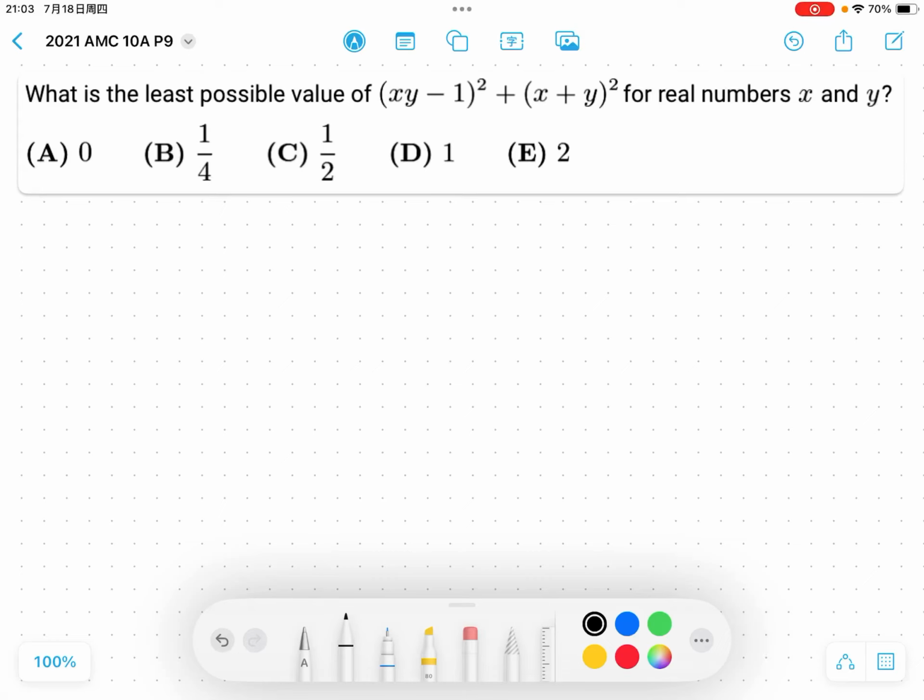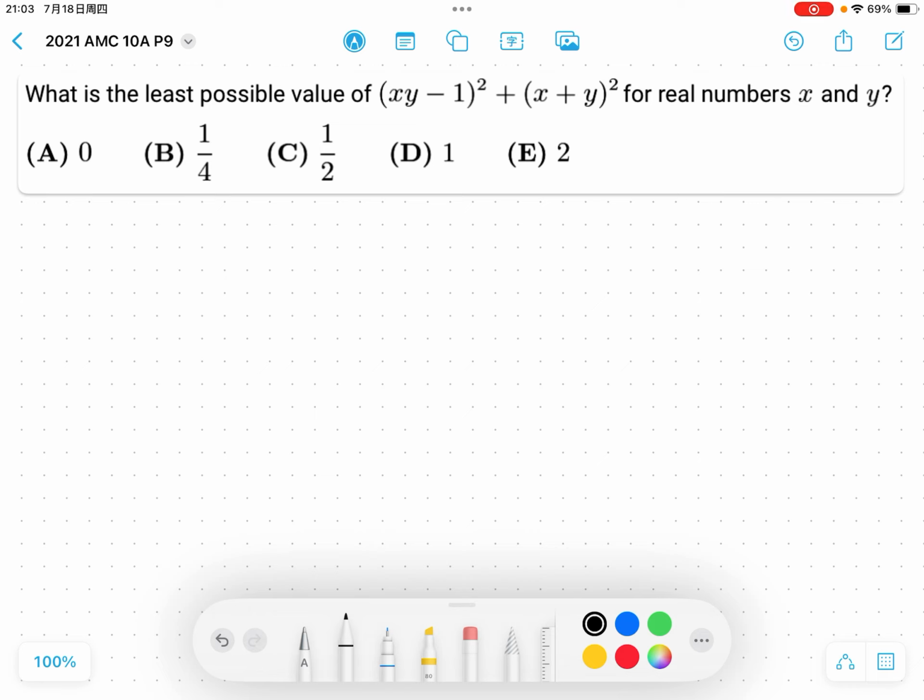This is 2021 AMC 10A problem 9. What is the least possible value of (xy - 1)^2 + (x + y)^2 for real numbers x and y? So the first thing we want to figure out is what method to use.